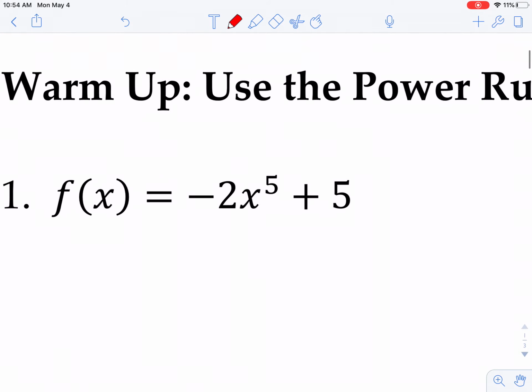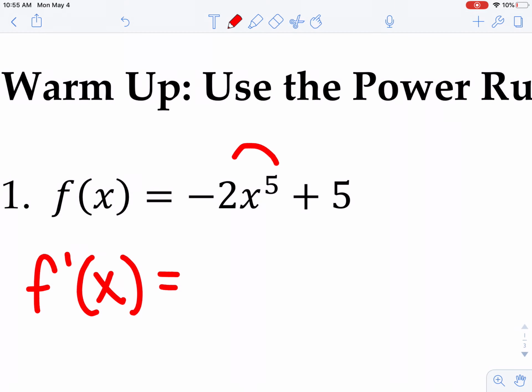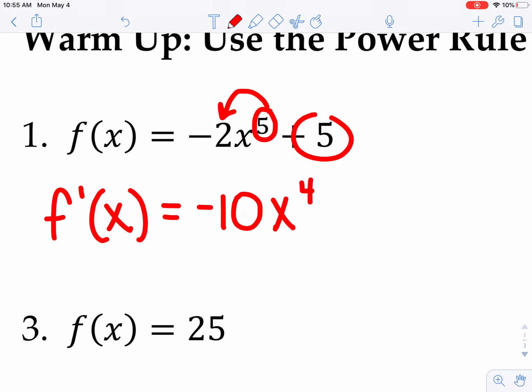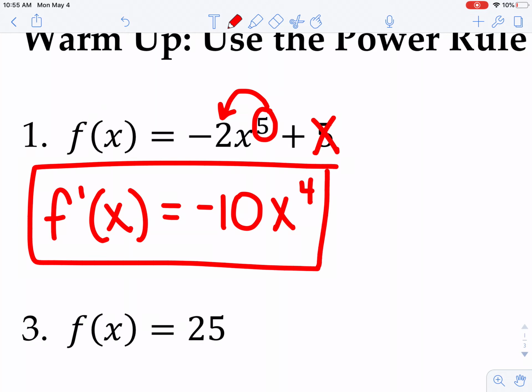Just as a reminder, how do I find the derivative using the power rule? I'm going to take the power of the first term, drop it down in front and multiply. -2 times 5 is -10. And then I'm going to take my power and drop it down by 1. So x to the 4th power. For constants, those go to 0. So I kind of just get to forget about them, and I'm done with my first problem.